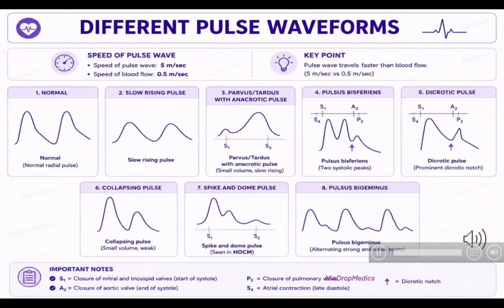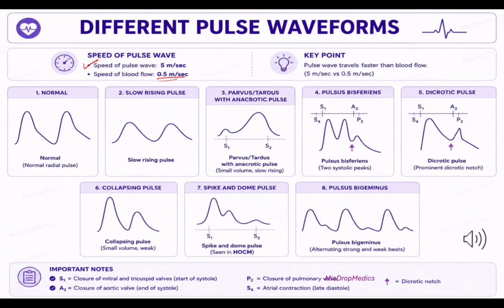Now we are diving into the clinical evaluation of the arterial pulse waveforms. It is a vital clinical scale in bedside cardiovascular examination. Before we look at the abnormal patterns, let's look at the fundamental physiological principle which we have already studied. The pulse wave travels significantly faster than the actual blood flow. While blood flows at a relatively low velocity of roughly 0.5 meters per second, the kinetic pressure wave propagates through the arterial wall at about 5 meters per second.